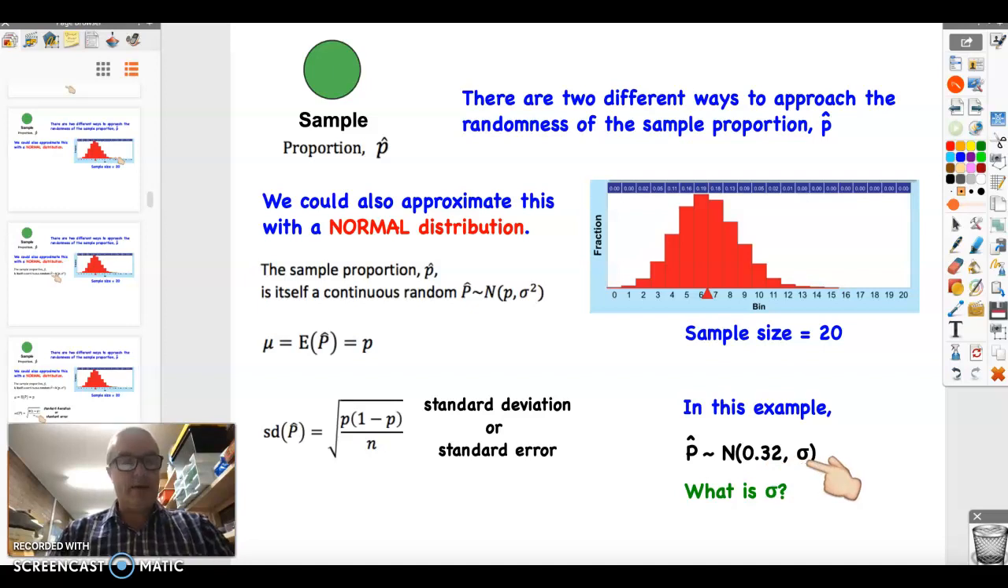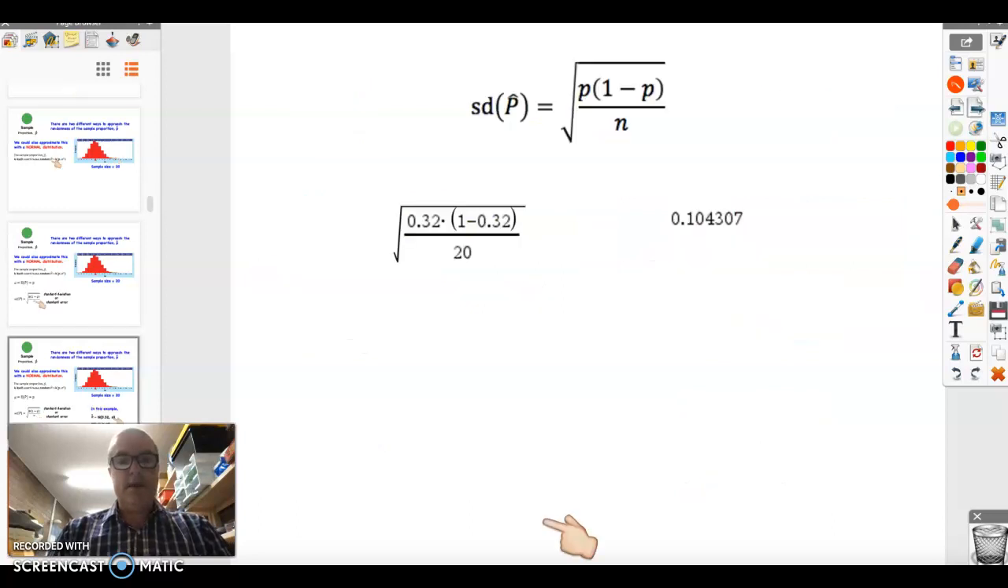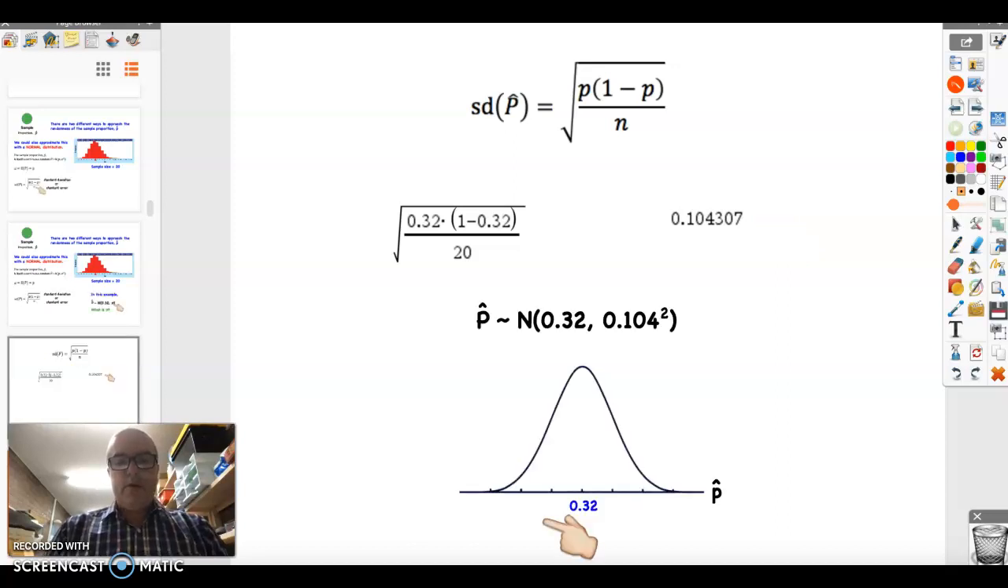So let's look at how we calculate that standard deviation. Here's our formula. I'm just going to substitute the value of p, which is 0.32, and the value of n, which is 20, and we get a certain standard deviation for this normal distribution. And so instead of a binomial distribution, we could represent the random variable p hat as being a normal distribution with a mean of 0.32 and a standard deviation of 0.104.